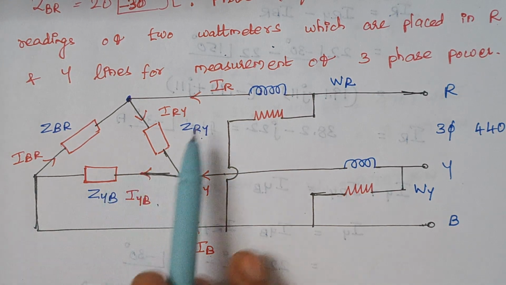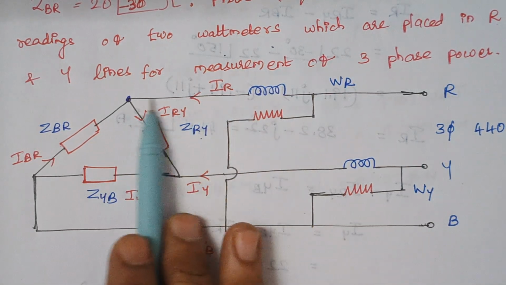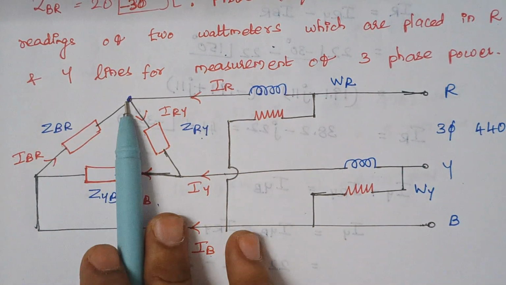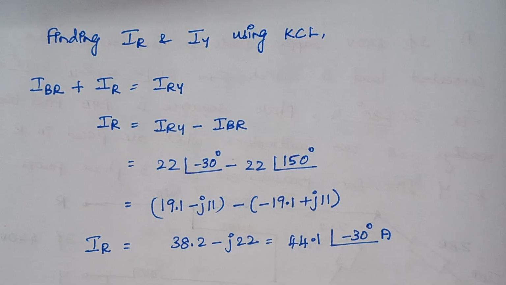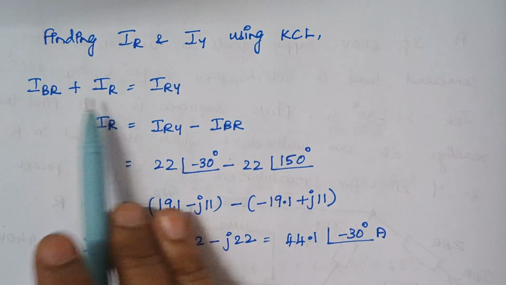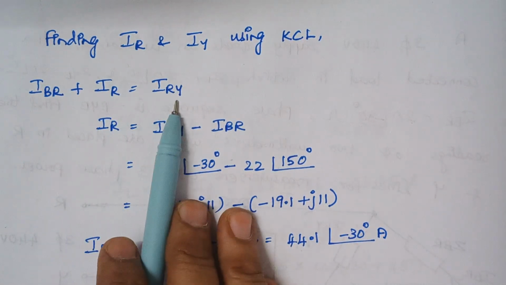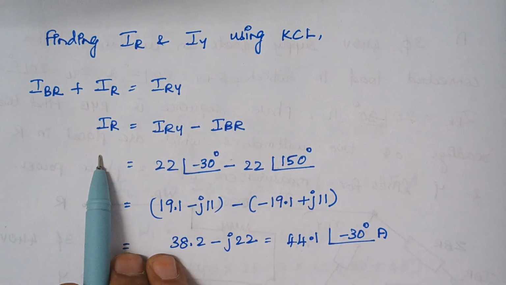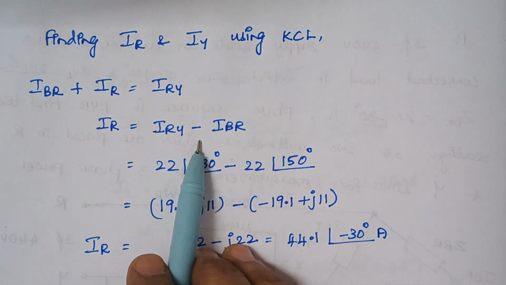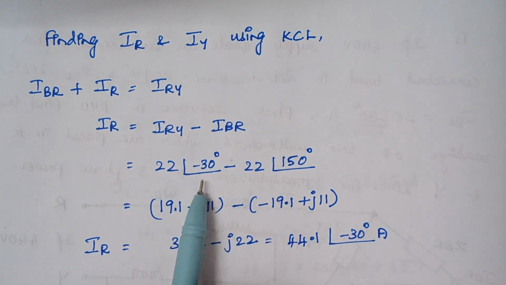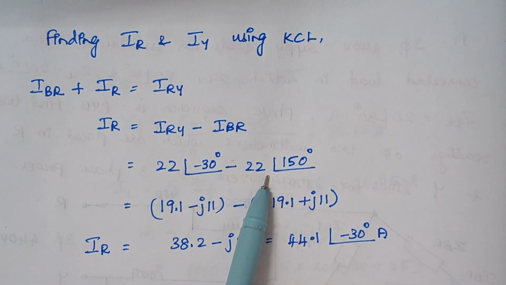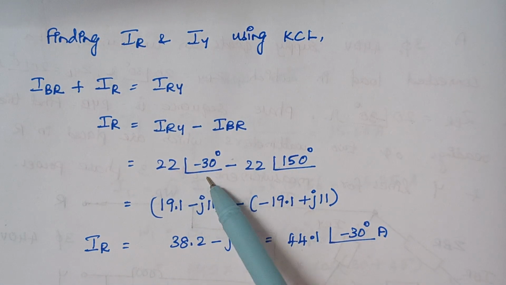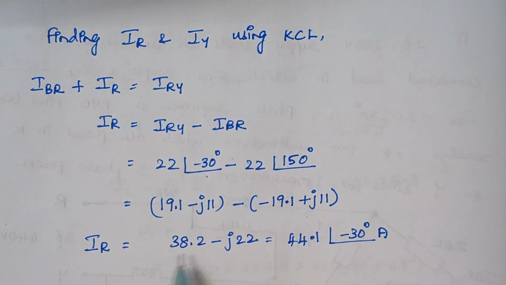So here, what are all the currents that flow towards the junction? IR and IBR are flowing towards it and IRY moves away, right? So the same thing I had written here: IBR plus IR is equal to IRY, but I need only IR. So IR is nothing but IRY minus IBR. Again, just substitute the values. In the polar form, we can't do addition and subtraction, right? So convert each polar form into rectangular form, and here the value of IR is this one.